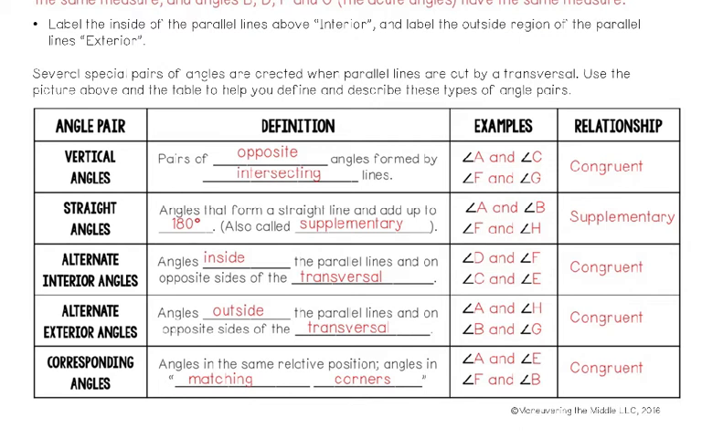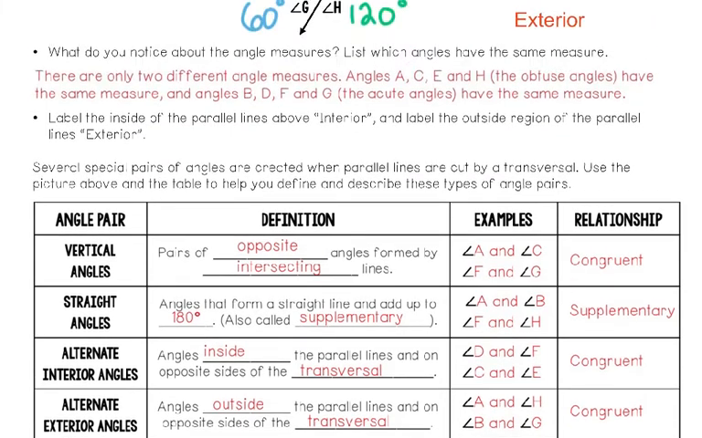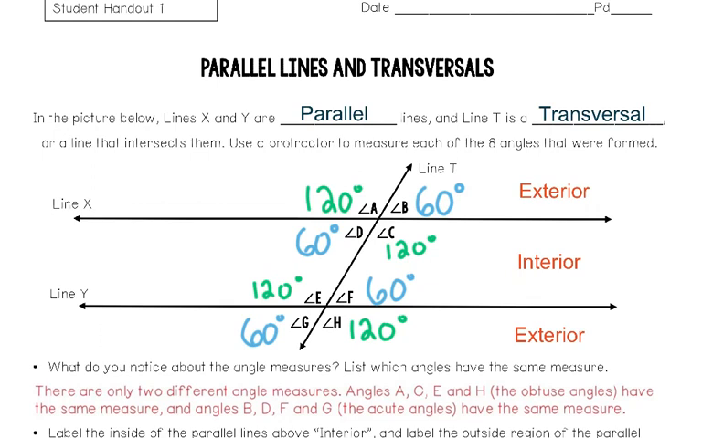We're going to go through them one at a time and use the picture above to label them. So vertical angles, we already know. They're pairs of opposite angles formed by intersecting lines. So opposite angles are vertical. That means they're congruent. So like we said, D and B, A and C, E and H, and G and F. So they're the same color and they're opposite each other.